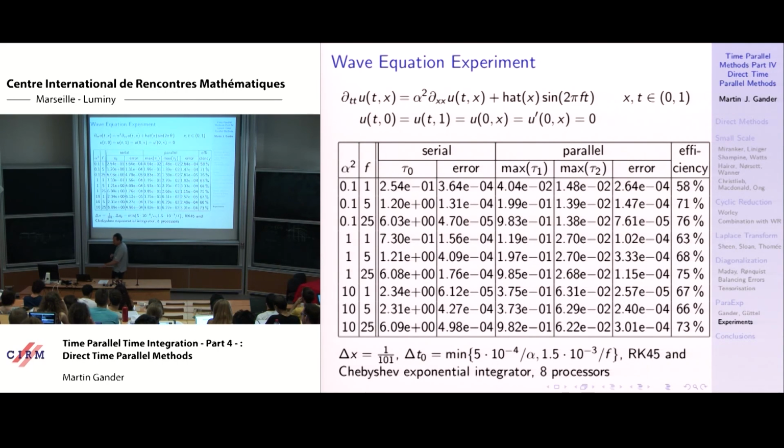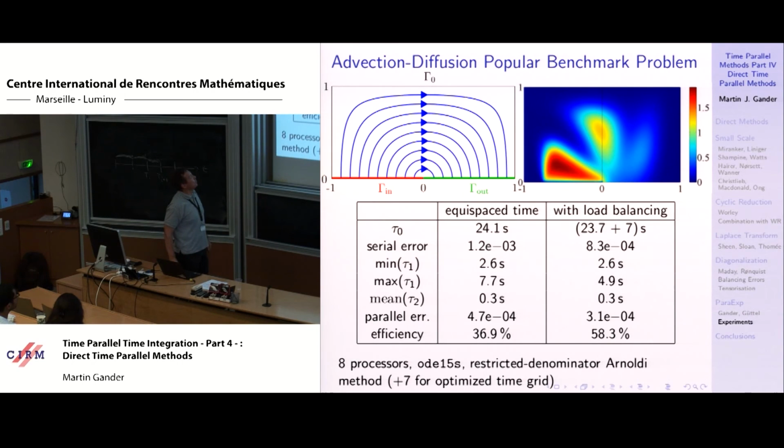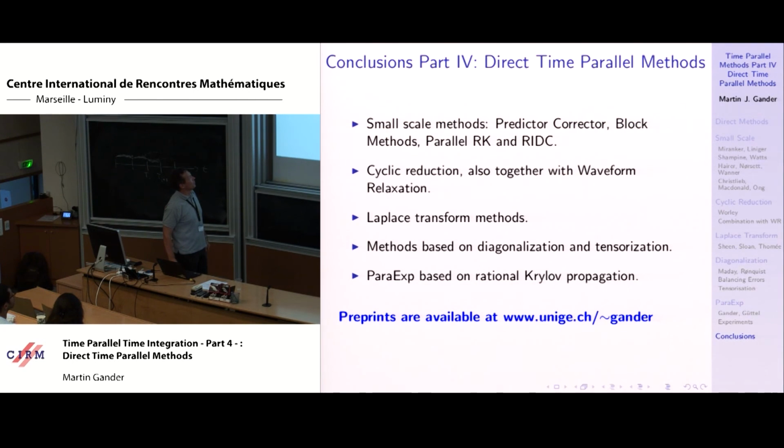The same thing also works for a heat equation. Very similar performance. So this is really not dependent on the nature of the problem. It also works for advection diffusion. This is a typical benchmark problem.